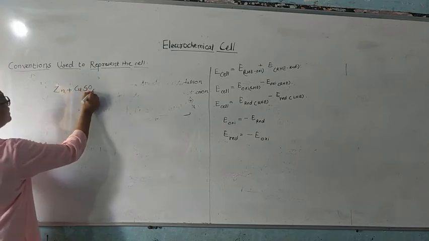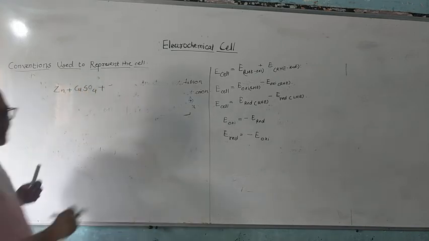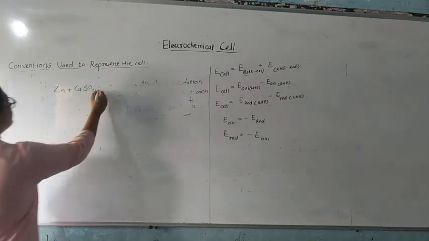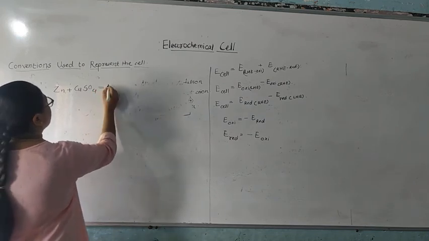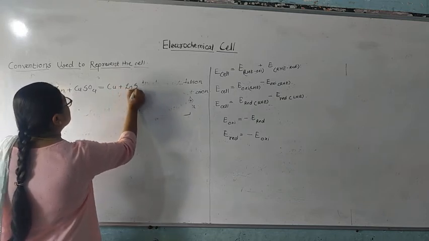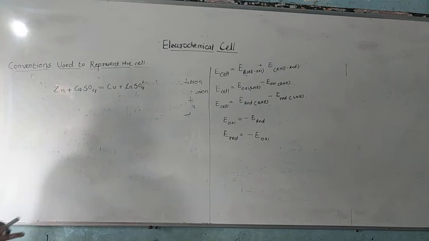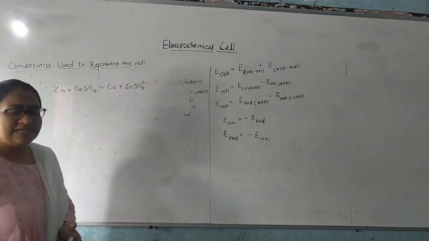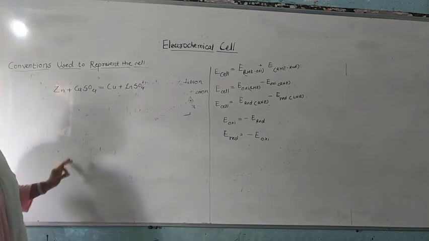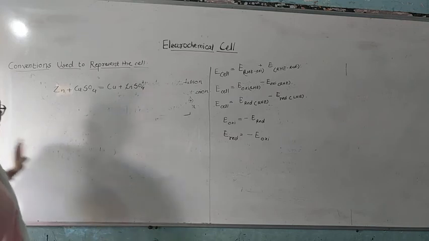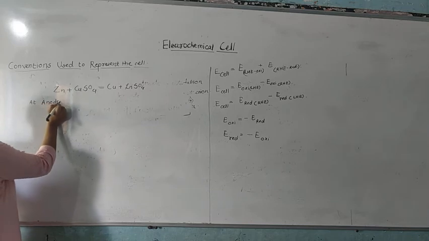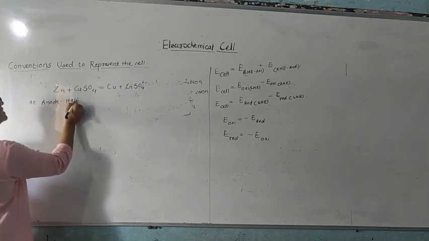This is the reaction we have given, and we have been asked to represent the cell. So this is the net cell reaction for the cell we have given. And now we have been asked to represent the cell. So how do we represent the cell? For representing the cell, first write the different half cell reactions. That means at the anode, what reaction takes place, that we are going to see. Or we call this half cell 1.